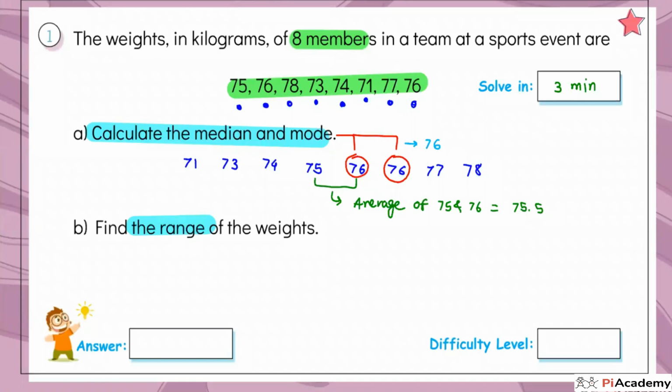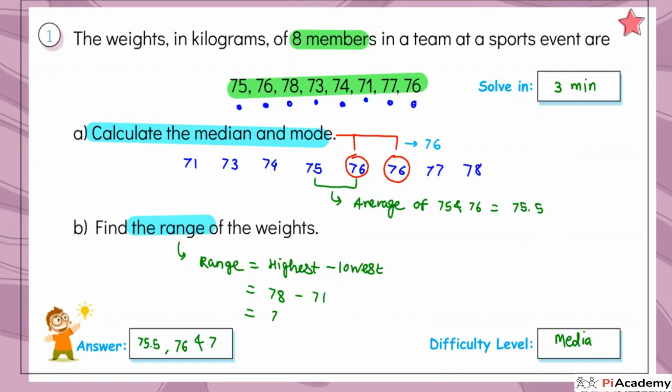Now look at the B part. As we know, the B part is all about the range, and range is nothing but what? Highest number minus lowest number, right? Yes, highest minus lowest. And here the highest number is 78 and the lowest number is 71. So if you figure it out, this is nothing but 7, right? So here we have the answers, all in front of you: 75.5 and 76, and for B part, it's 7. And the difficulty level, I say it is medium level. There is nothing else to worry about.